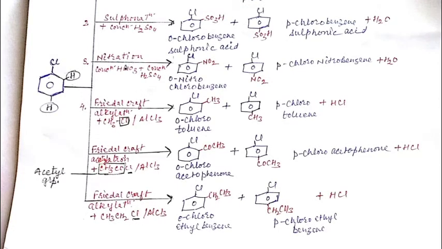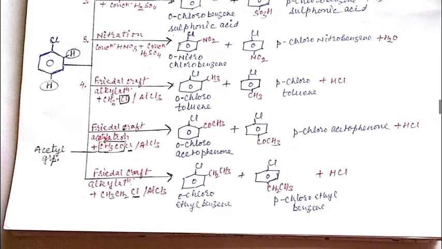When aryl halides are treated with concentrated nitric acid and in presence of concentrated sulfuric acid, then NO2 group gets substituted at ortho and para position to chloro group, and we get orthonitrochlorobenzene and para-chloronitrobenzene along with water.